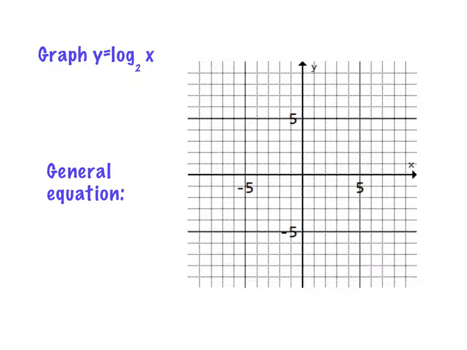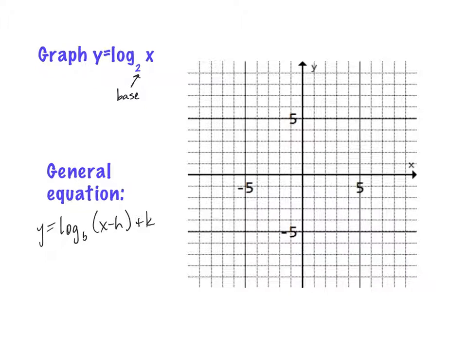Now we need to look at the log graph, which is the inverse of the exponential graph. This one has a base of 2. Normally it's just base b. The general equation is going to be y equals log base b of x minus h, plus k.